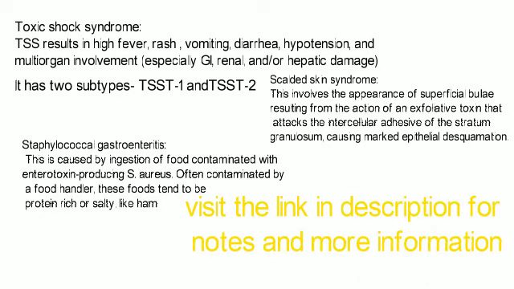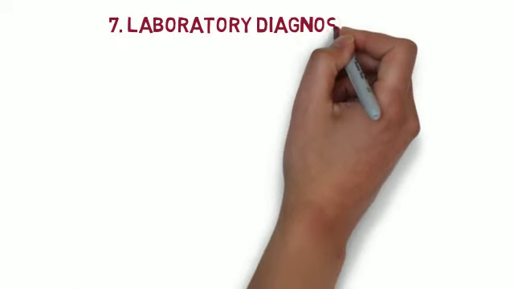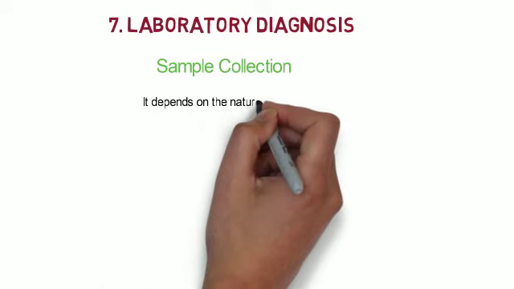Scalded skin syndrome. This involves the appearance of superficial bullae resulting from the action of an exfoliative toxin that attacks the intercellular adhesive of the stratum granulosum, causing marked epithelial desquamation. The bullae may be infected or may result from toxin produced by organisms infecting a different site.